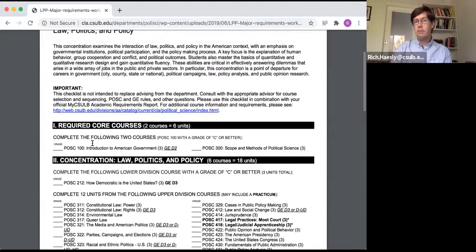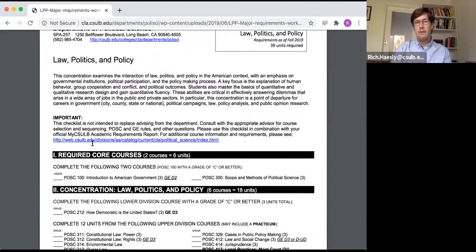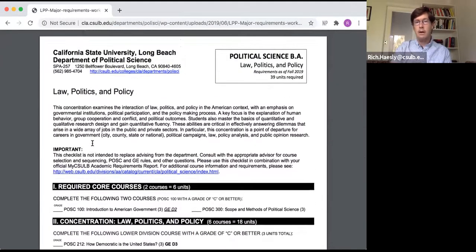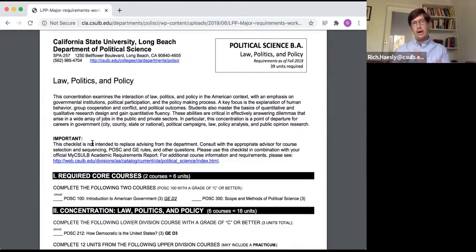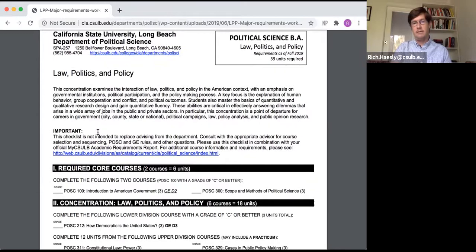But this sheet is available to you. You can print it out, you can keep them for your records, you can use this in addition to your academic requirements report, which is another way of keeping track of your progress towards your degree. But we're going to use as an example the law, politics, and policy sheet, even though the global politics and political theory ones exist, they're very similar to this.